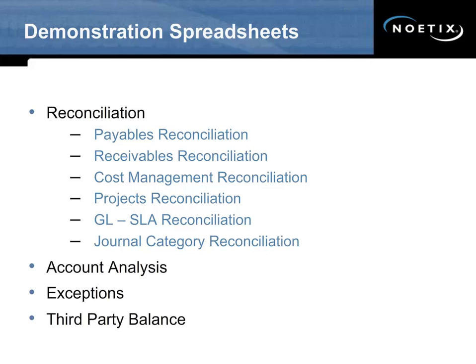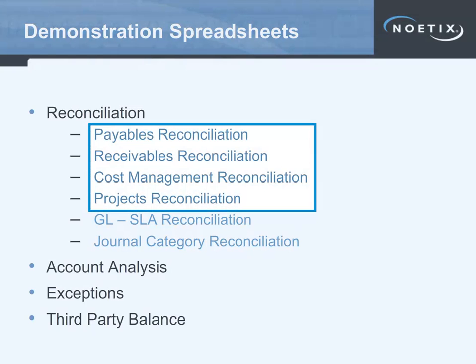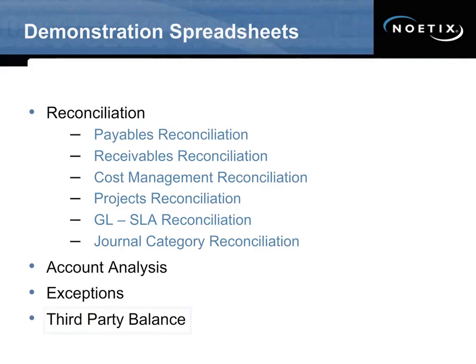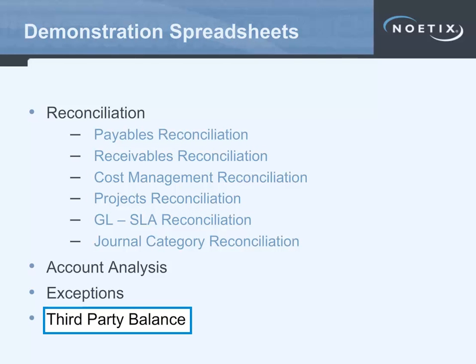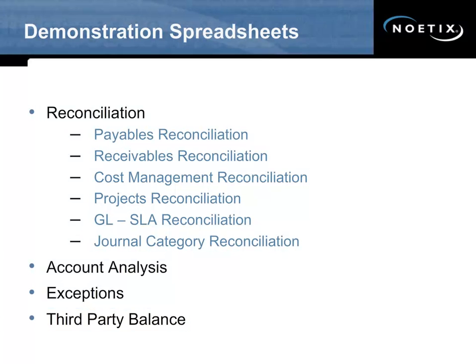6 of them support the reconciliation process, and the 3 others are for general account analysis, exception reporting, and third-party balances. These 9 reports represent just the tip of the iceberg of what you can create with the views. Please note that the application-specific spreadsheets for payables, receivables, cost management, and projects will only return data if you are running those applications at your site. The same is true for the third-party balance spreadsheet. It can pull data from payables and receivables only if you are using those applications.